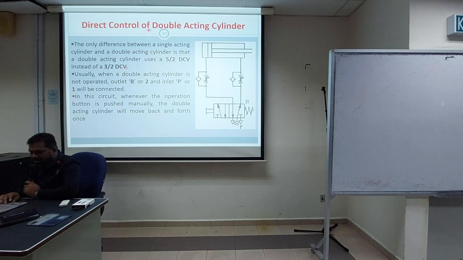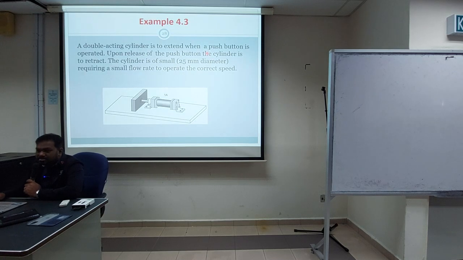Okay, so double acting cylinder, we know that it has two ports. One is input and one is exhaust. So in order to extend or retract the cylinder, you need to use compressed air for both ports. Okay, so you can control it directly or indirectly, similar to the single acting cylinder. Okay, so we can see a few examples here.